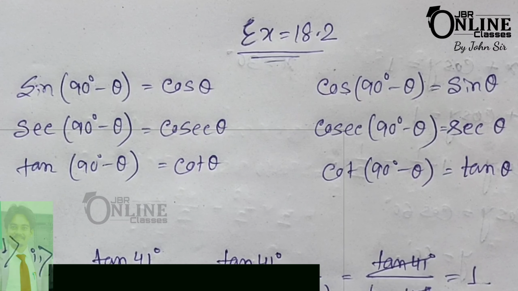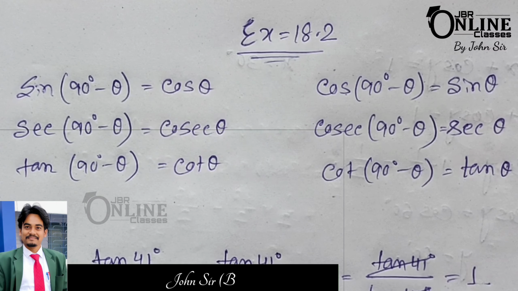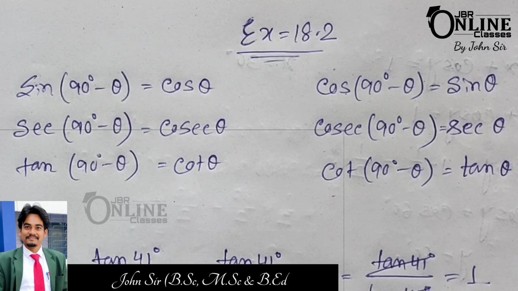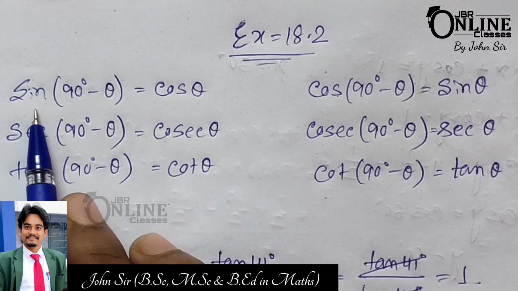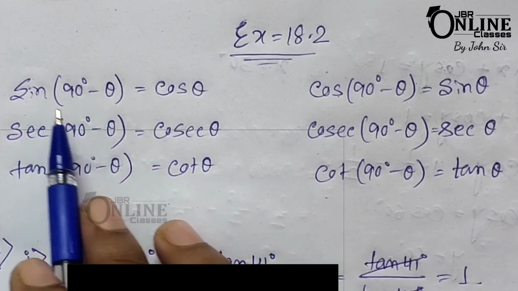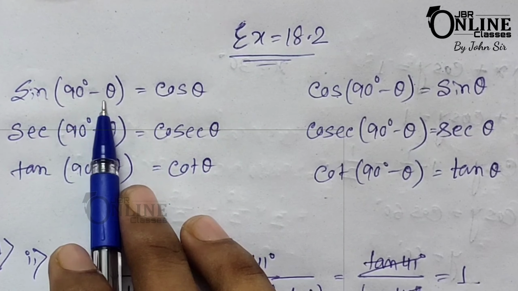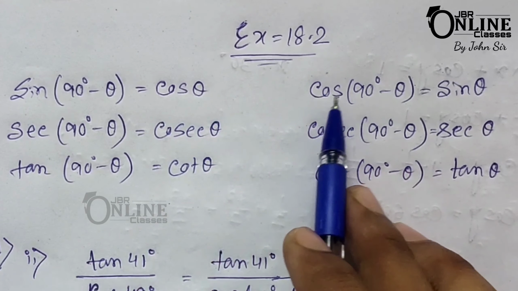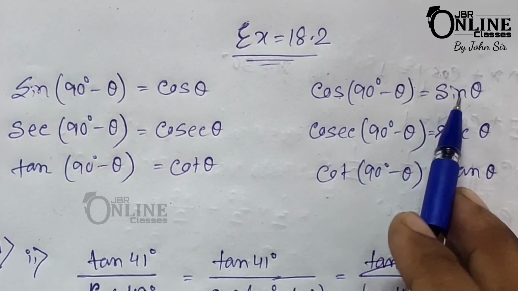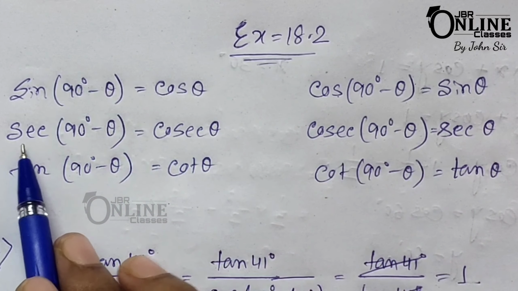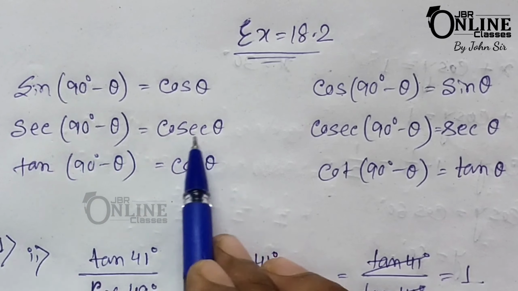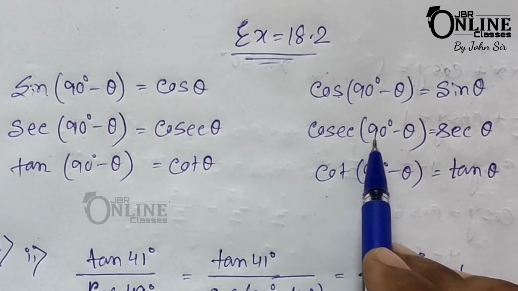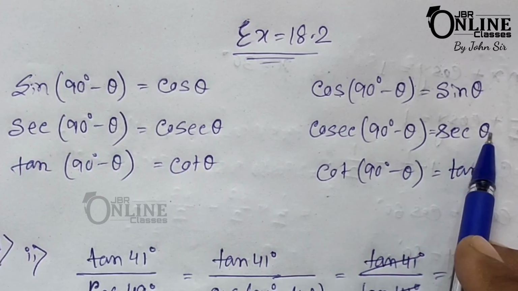Hello everyone, so today I am going to start exercise 18.2. Before you start this exercise, first you have to know the formula. Here the formula is the complementary angle formula. So here sin(90° − θ) equals cos θ. And cos(90° − θ) equals sin θ. Both are opposite. Now sec(90° − θ) equals cosec θ. And cosec(90° − θ) equals sec θ.